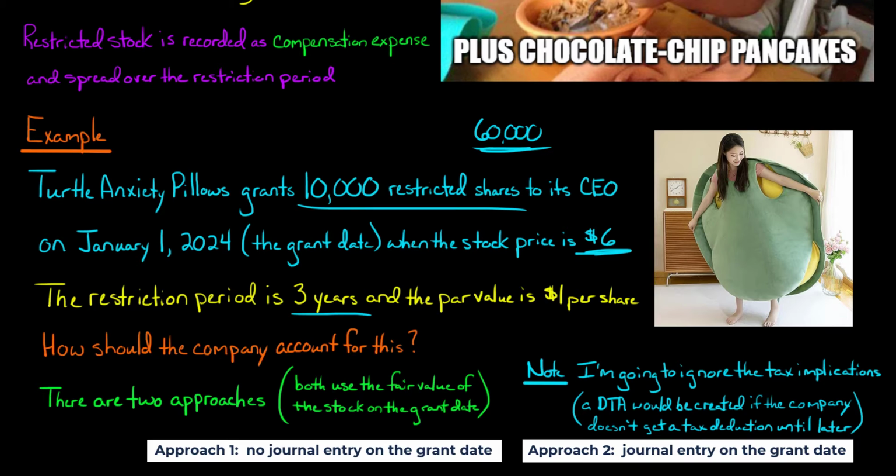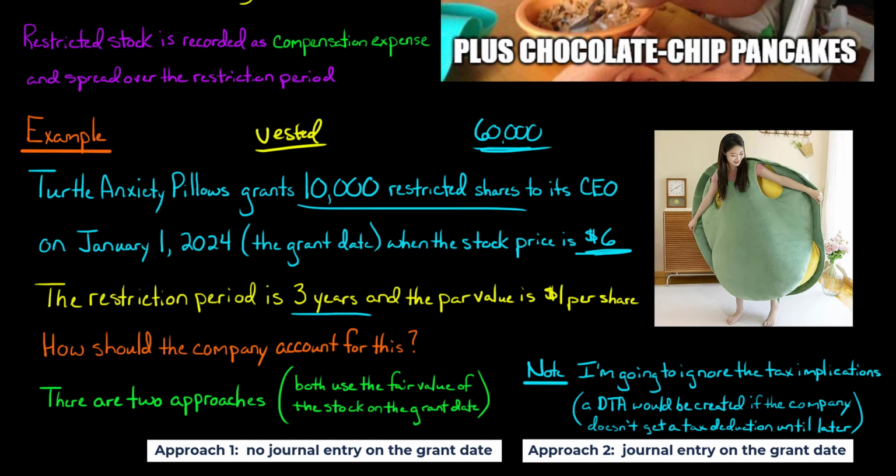The executive is given the stock up front, but it's not vested. Okay, we say vested like that the CEO could sell the shares, do whatever they want, give them to their kid. So when the shares are vested, we're going to have a final journal entry under approach 1, but not under approach 2. Okay, so the main difference is, is there a journal entry on the grant date or not? And then is there going to be a final journal entry when the shares vest?